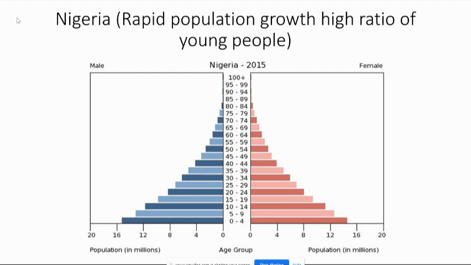You can see that they don't have a ton of people on the top. And if we really broke this down from a percentage standpoint, you're talking that probably 30 to 40% of all Nigerians are under the age of 15. That's a lot of dependence. And so they would have a high dependency ratio of young people.